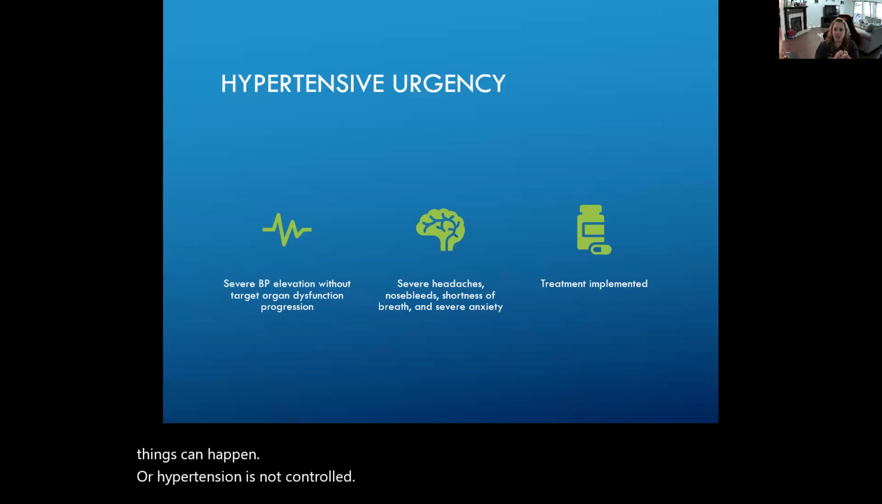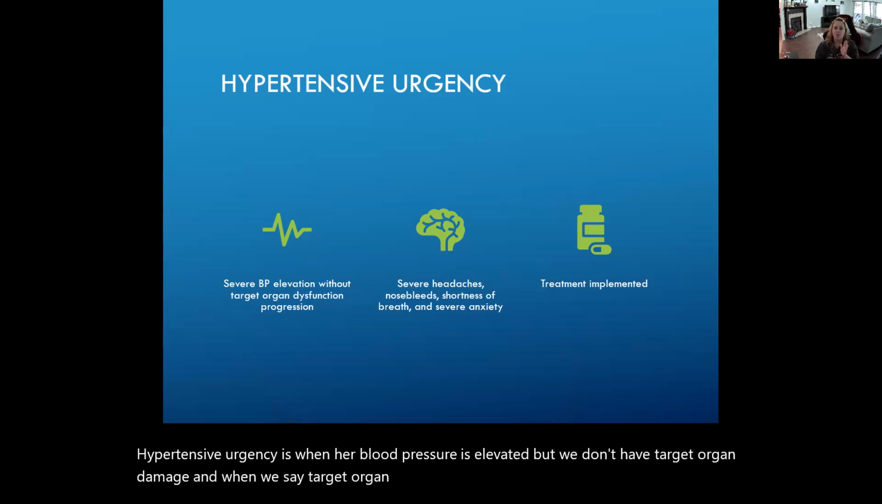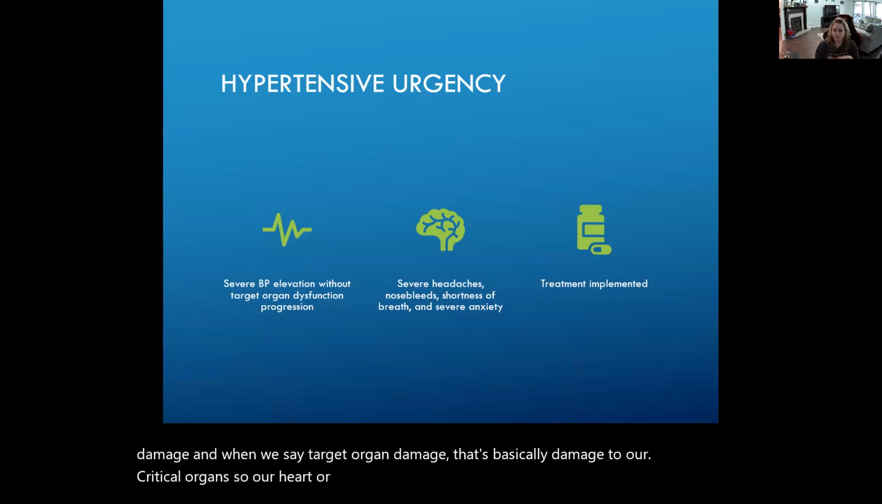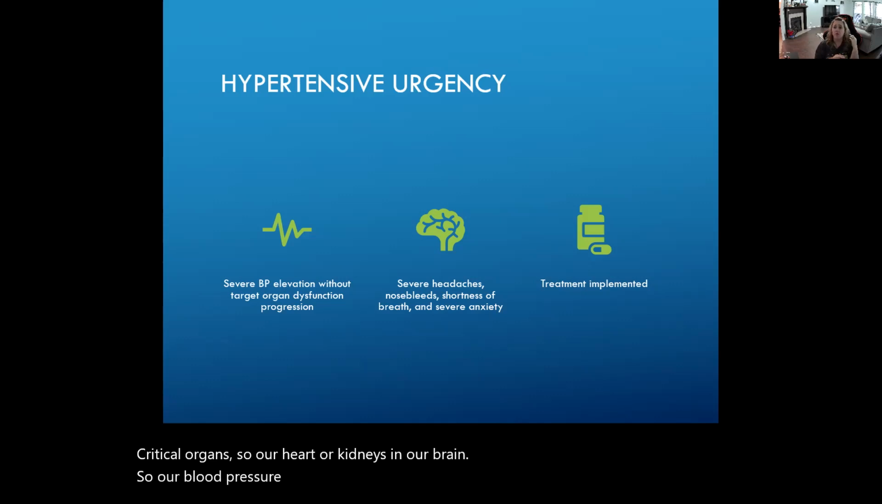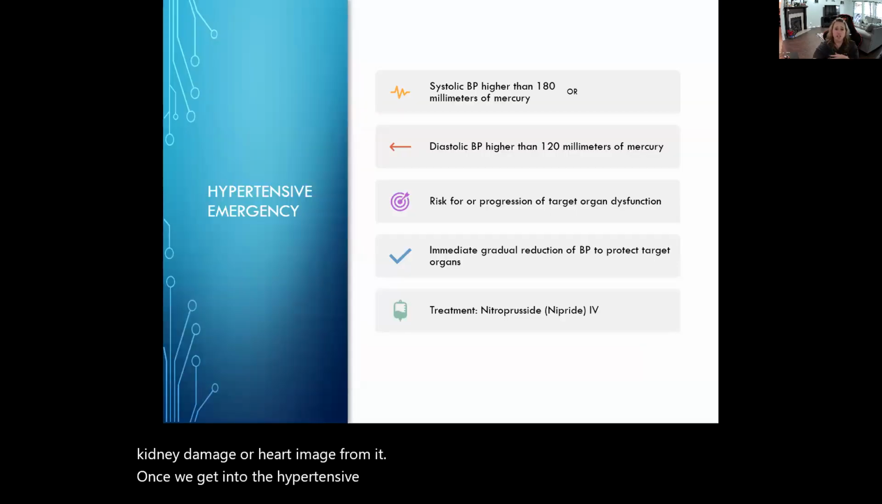Hypertensive urgency is when our blood pressure is elevated, but we don't have target organ damage. And when we say target organ damage, it's basically damage to our critical organs, so our heart, our kidneys, and our brain. So our blood pressure is high, but not to the point where we are having brain damage or kidney damage or heart damage from it. Once we get into the hypertensive emergency, we are starting to see those signs of damage to those organs.